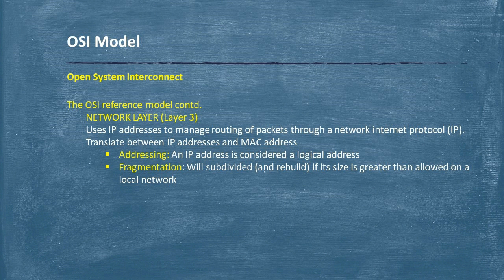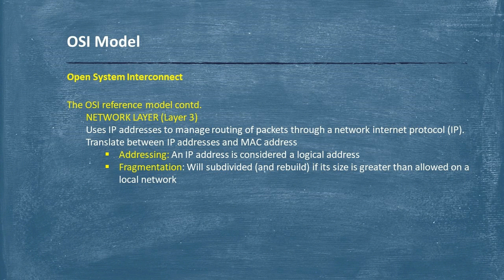IP is Internet Protocol. It translates between IP addresses and MAC addresses. A translation happens from the IP address to the MAC address. What is addressing? An IP address is considered to be a logical address. We saw the MAC address as physical. This IP address is a logical name.